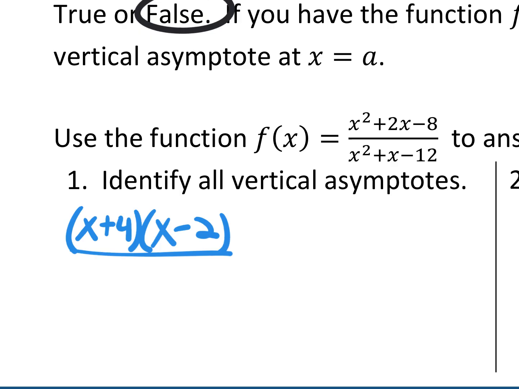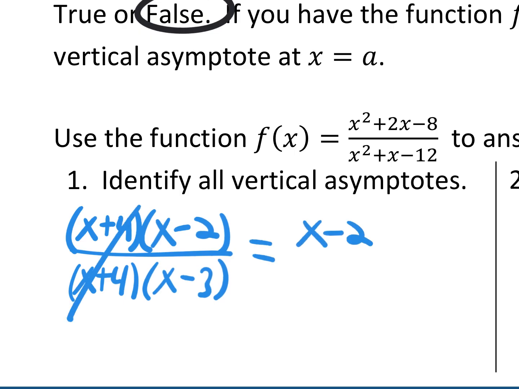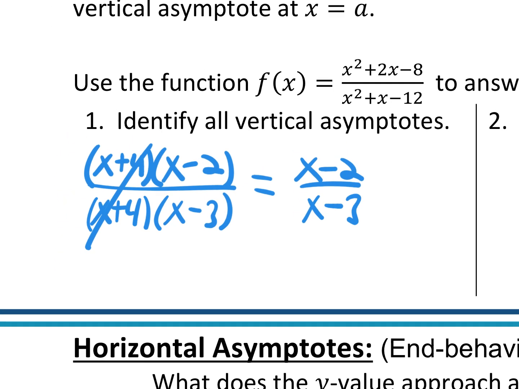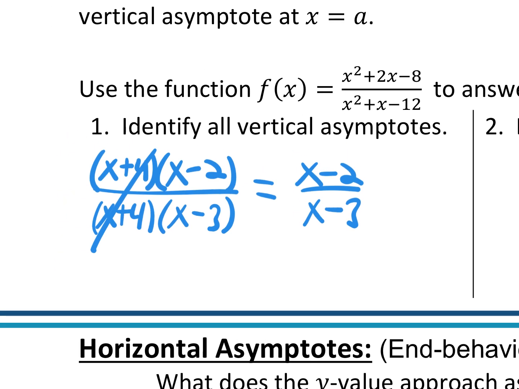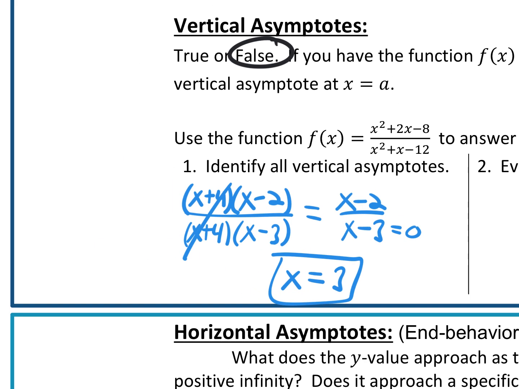What is the bottom? How does that factor? Okay, good. X plus 4, x minus 3. Nice, guys. And then you see that x plus 4 cancels out, so you're just left with x minus 2 over x minus 3, right? So there are not two vertical asymptotes here. There's just one. Where is the vertical asymptote here? Good. It's where the bottom equals 0, so x equals 3 is the vertical asymptote.